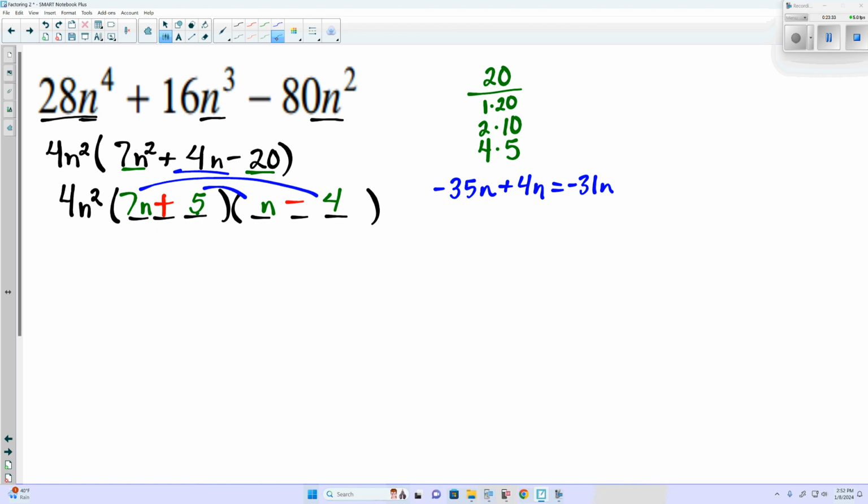7n times negative 4 is negative 28n. 5 times n is plus 5n, giving us negative 23n. We switch the sign if we get the correct number but wrong sign. Because if we switch the signs for this one here, it would turn the 28 from negative to positive, turn the 5n from positive to negative, making it positive 23n instead of negative. So we can go up because both of those didn't work. So we can move on to the next one.